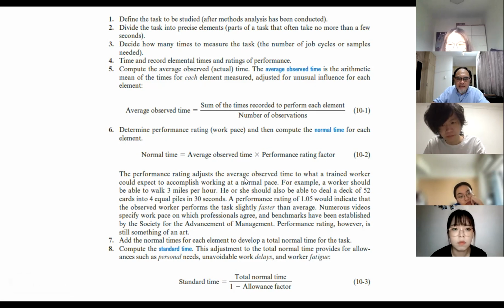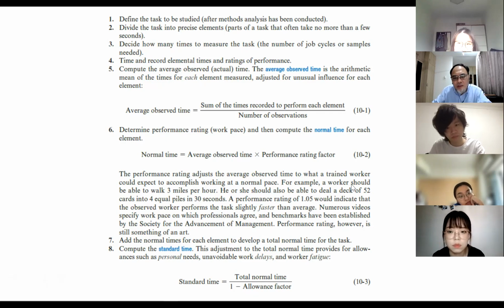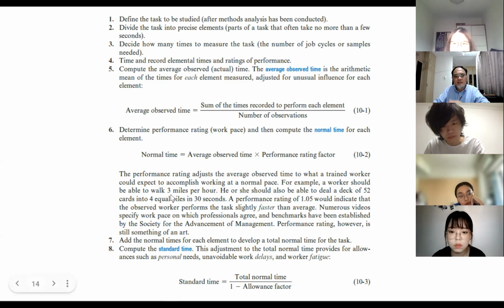The performance rating adjusts the average observed time to what a trained worker could expect to accomplish working at a normal pace. For example, a worker should be able to walk 3 miles per hour. A normal human being walks 3 miles per hour. He or she should also be able to deal a deck of 52 cards into 4 equal piles in 30 seconds. That's normal human speed. So if he walks faster, your movement should be normal. If you work fast, then you should give a rating.